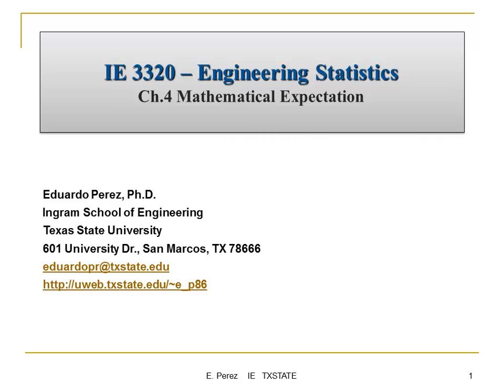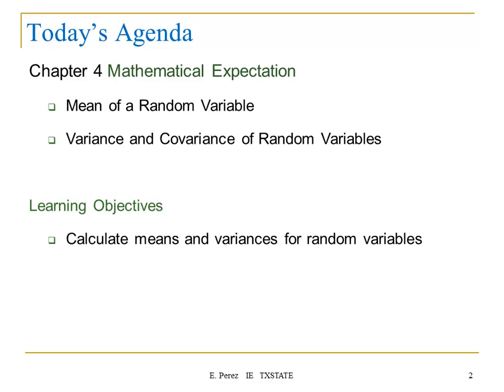Okay? So this topic is about the mathematical expectation, which is the mean, or how we call the mean for a random variable. Okay? So we're going to use some of the concepts that we learned at the beginning of the course. We're going to apply them to the concept of a random variable. So this class is about mathematical expectation. And essentially, the topics that we're going to cover are how to get the mean of a random variable, how to get the variance and covariance of random variables.